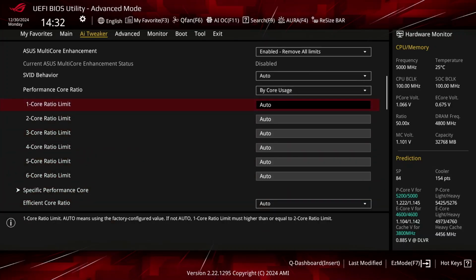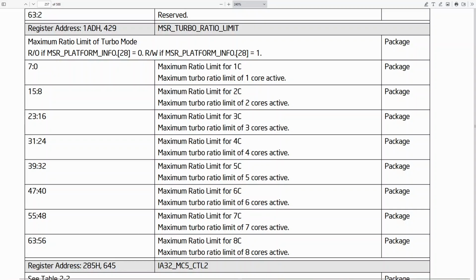The ratio limits are defined in the processor's machine-specific registers, MSRs, by two parameters: the turbo ratio limit and the number of active cores. For CPUs like the Core Ultra 5 245K, which have no more than 8 P-cores, these registers are configured from 1 active P-core to 8 active P-cores.